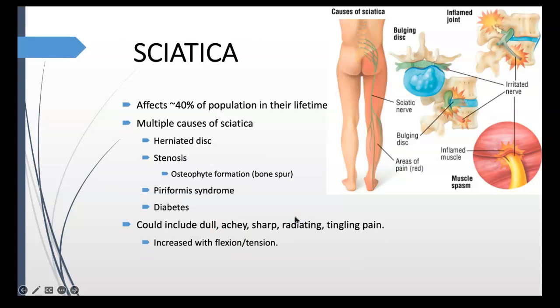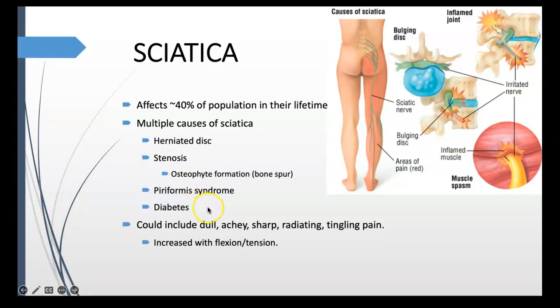Sciatica in general affects 40% of the population in their lifetime. So 40% of you sitting in our room will at some point in time suffer from sciatica. Now, as I mentioned on the previous slide, there are multiple causes of sciatica, right? One of them is herniated disc, which we just talked through. The other is stenosis, right? An example would be if the stenosis is low enough in the lumbar spine, if the osteophyte formation or the space occupying lesion compresses on the spinal cord, it will cause irritation to the sciatic nerve, right?